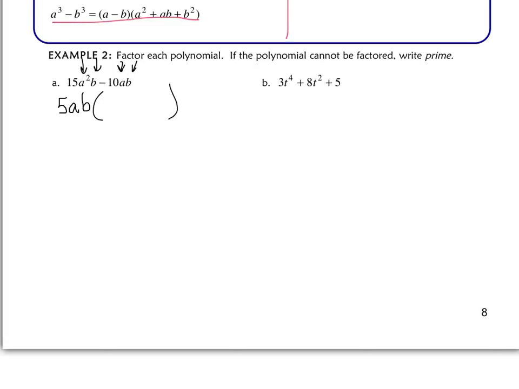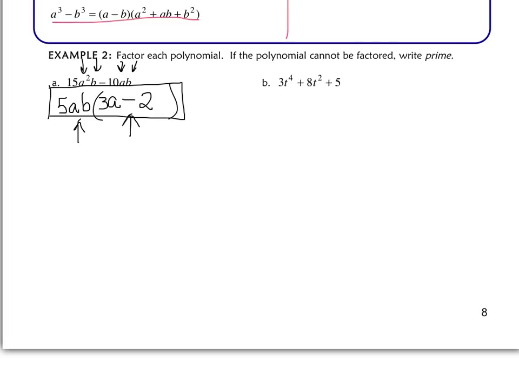Alright, so now we're deciding 5 times what is 15? That would be 3. A times what is a squared? It's a. And then b times b is b, so we don't have to worry about that. And then minus 5 times what is 10? It's 2. And the a is taken care of and the b is taken care of. Looking at these two factors, that can't be factored. It's a one-term monomial. Can this be factored more? 3a minus 2. No, it cannot. So we are done.